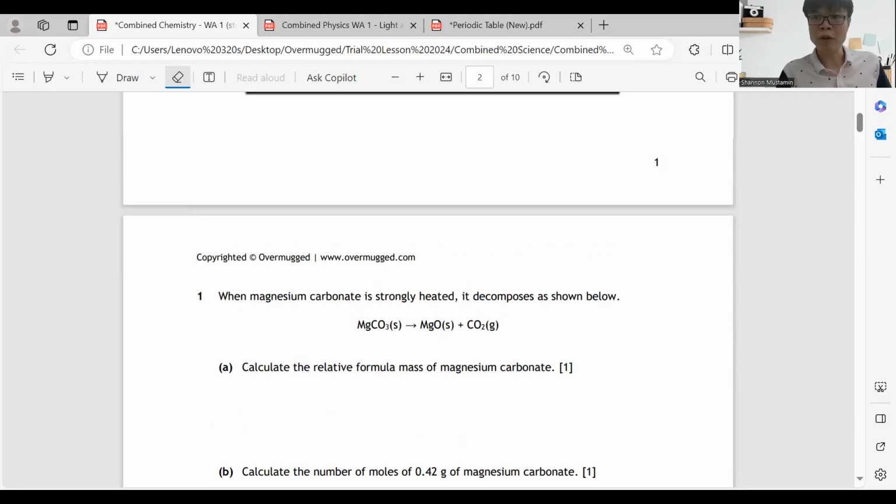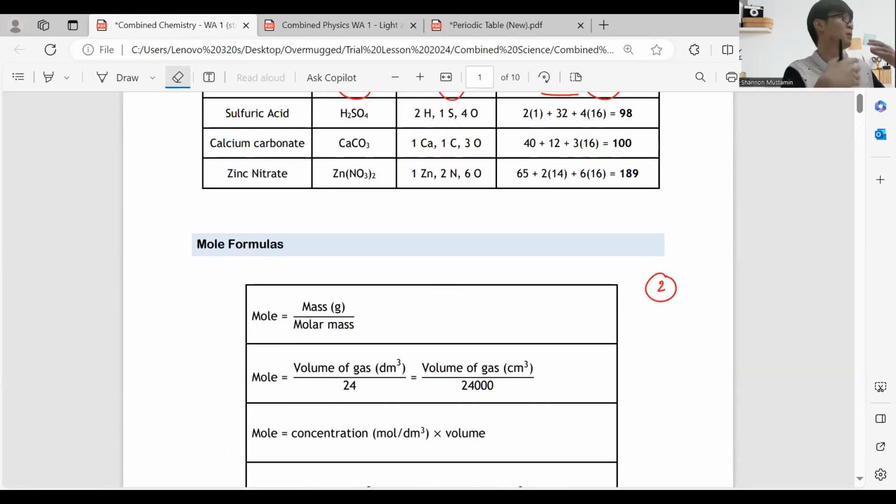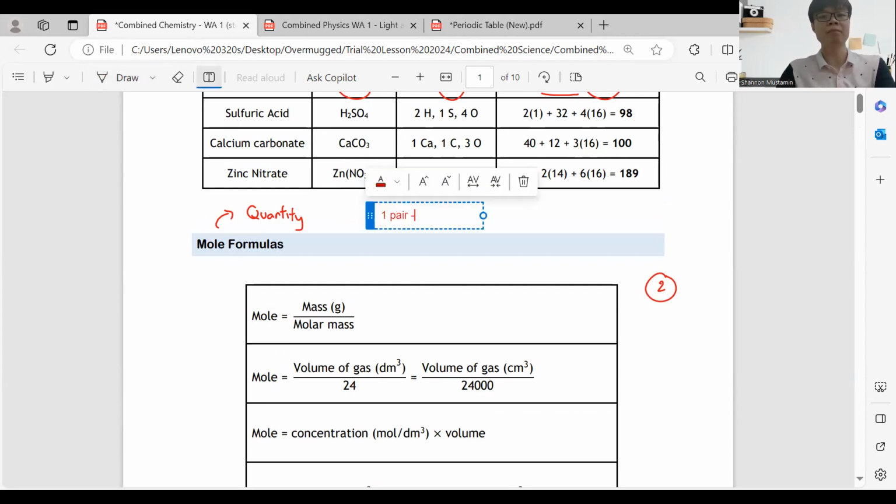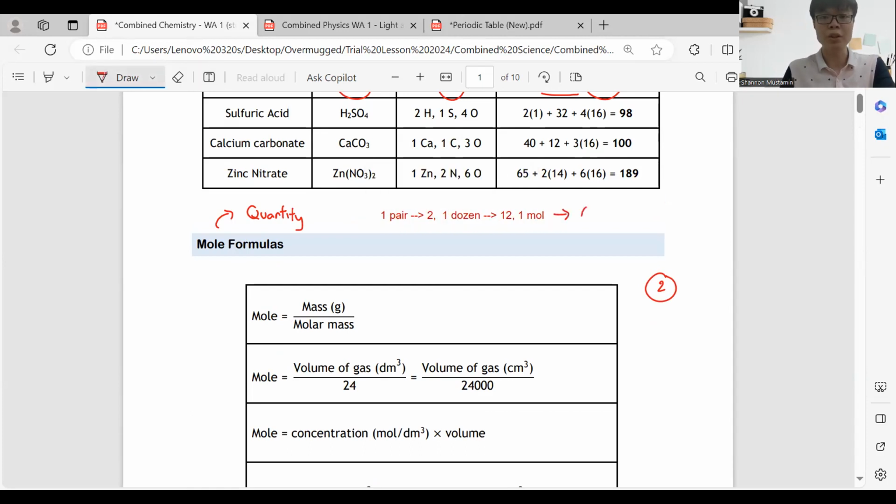So, before I go into the types of questions, what is mole all about? Mole is just quantity. To be specific, chemical quantity. It's actually the number of particles. So when I say 1 pair, you all know it's 2. When I say 1 dozen, you all can tell me it's 12. When I say 1 mole, 1 mole is just this huge number, 6.02 times 10 to the power 23. It's a quantity word. Just like when I say 1 million, 1 million can be written as 10 to the power 6. It's just a fixed amount of quantity.